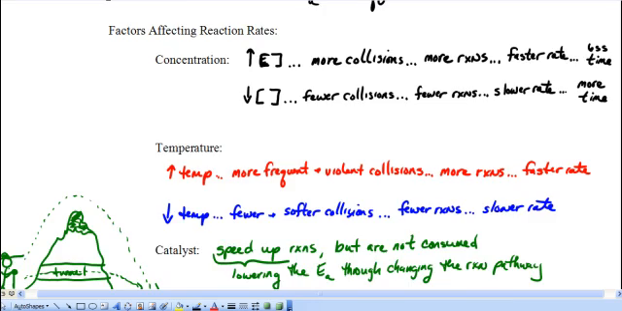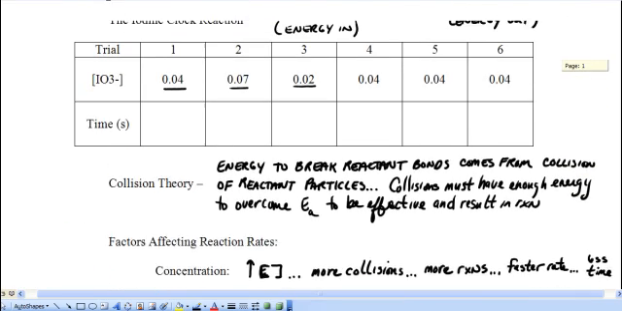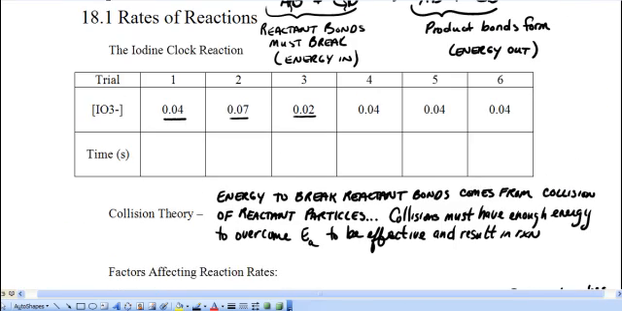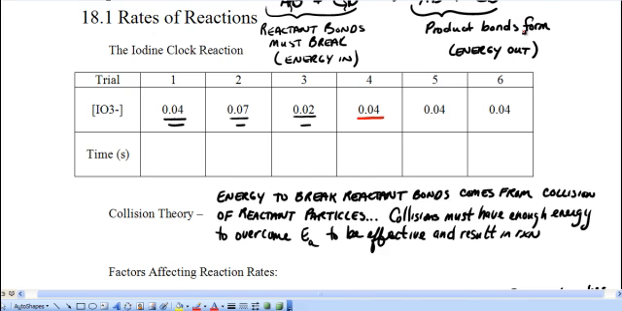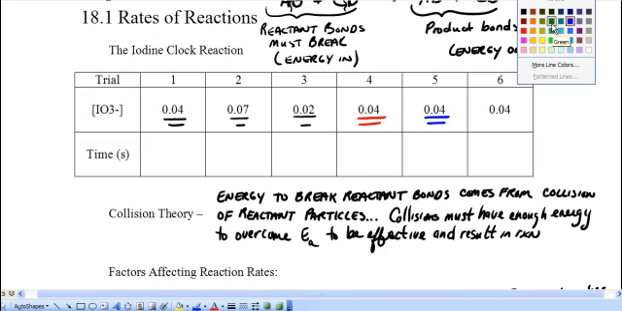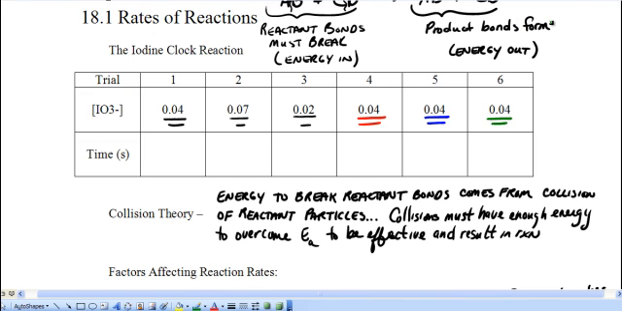And we're going to take a look at all three of those when we take a look at the iodine clock reaction. We are going to adjust the concentrations, see how the rates are affected. We are going to take a look at the effect of temperature by using a reaction at a warm temperature. And we're going to take a look at a reaction at a cold temperature and see how that affects the rates of reaction. And then we're going to add a catalyst and see how that affects the reaction.